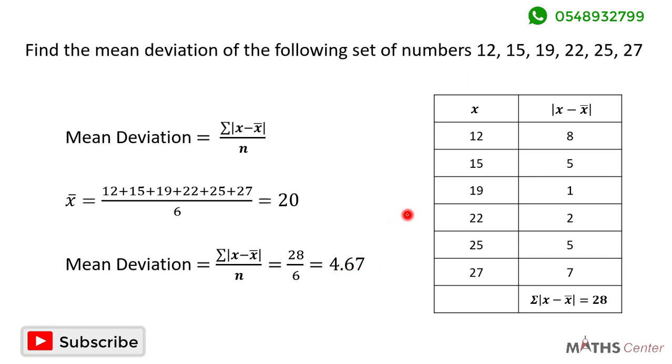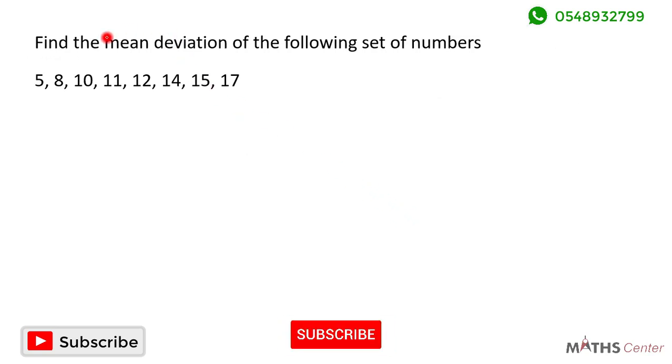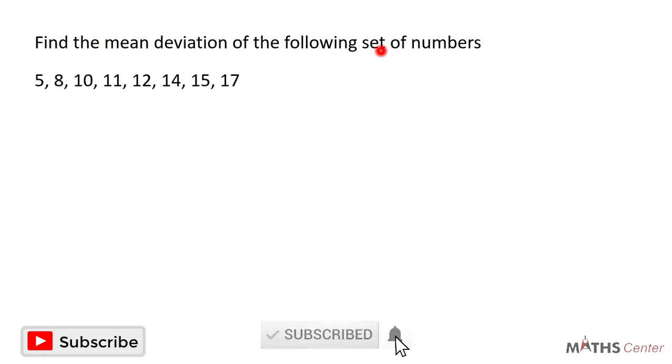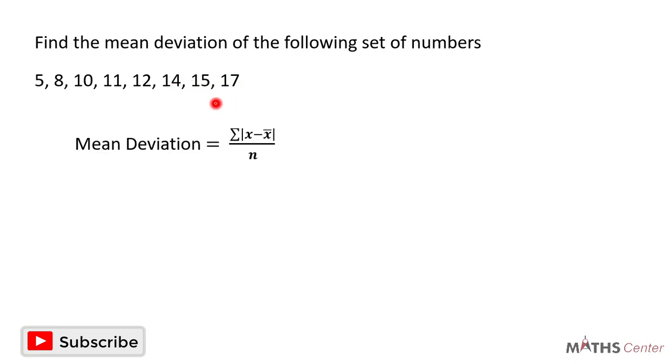Let's consider another question. Find the mean deviation of the following set of numbers. We have 5, 8, 10, 11, 12, 14, 15, and then 17. The mean deviation is given by the formula, the sum of the absolute values of x minus the mean of x divided by n. We have 1, 2, 3, 4, 5, 6, 7, 8 numbers in total. So it means that n is equal to 8.